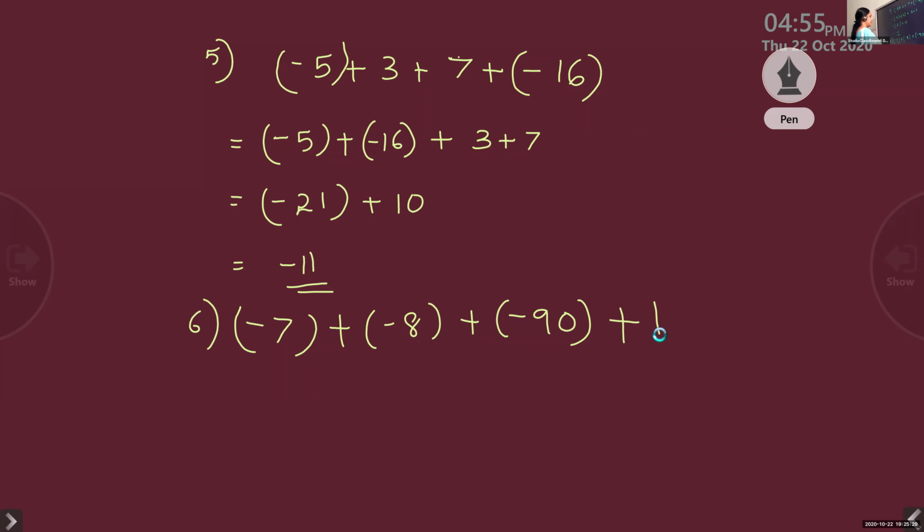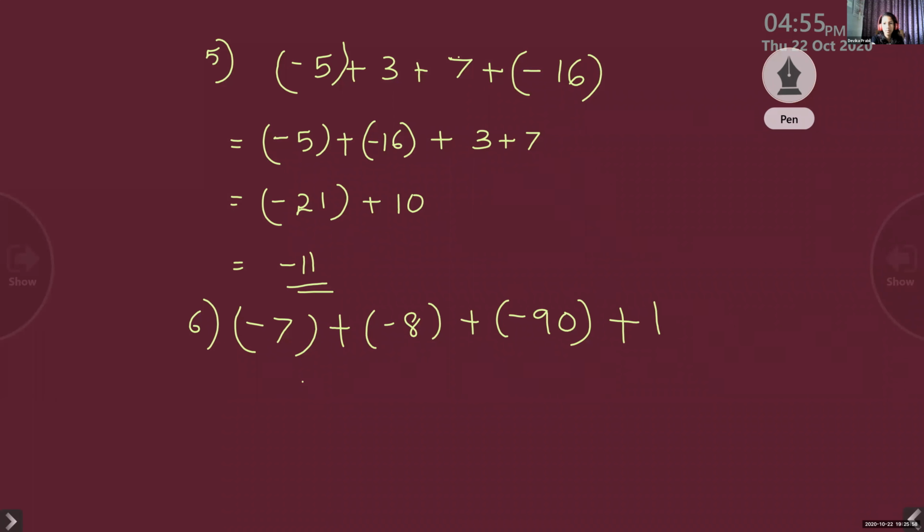Okay, children. Now, will you tell how to do it? First, we will have to arrange. Here, no need of taking together because I already arranged it. Then -7, -8, -90. -7 and -8, when we add, we get -15. -15 plus -90.